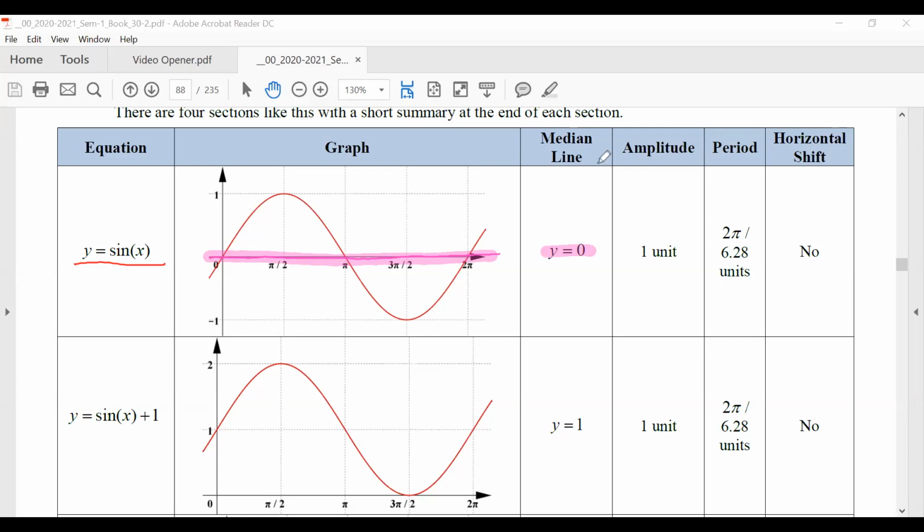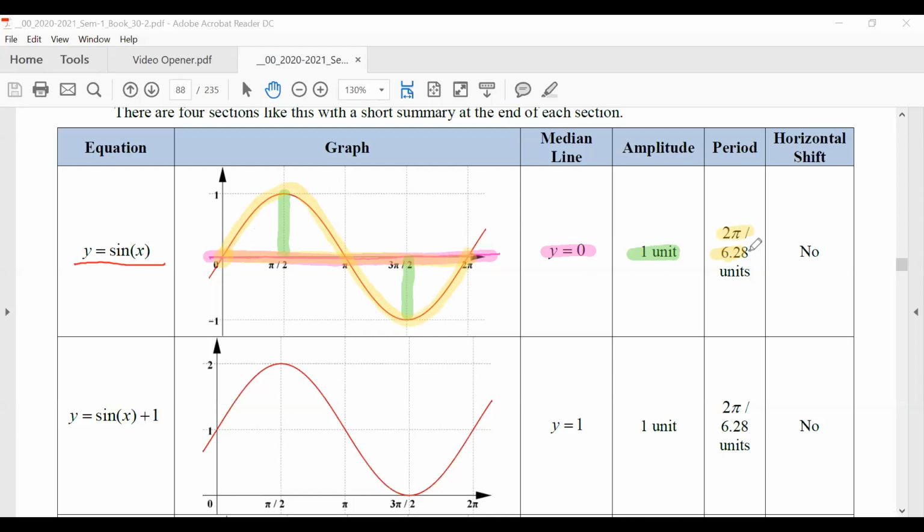Amplitude is how far up or down from the median line to the max or the min. So that's right there. To find the period, I'm going to look at how far it takes until the graph repeats. It starts on up, it goes down, and there it is crossing right there. So there's my period, that distance right there. So that's 2 pi or 6.28.